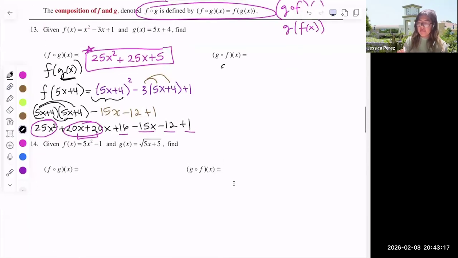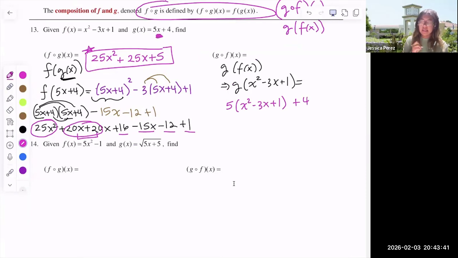Now, the other way around, what if it's g of f of x? Now you're substituting x squared minus 3x plus 1 into the function g. So it should look like 5 times the quadratic x squared minus 3x plus 1, plus 4, because you're substituting into this x. And then you're going to do some cleanup. 5x squared minus 15x plus 5 plus 4. Now this gives you 5x squared minus 15x plus 9.